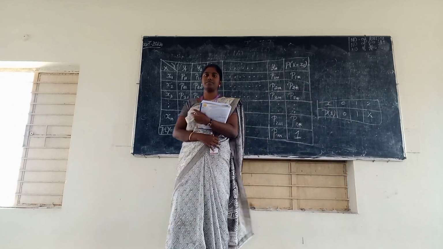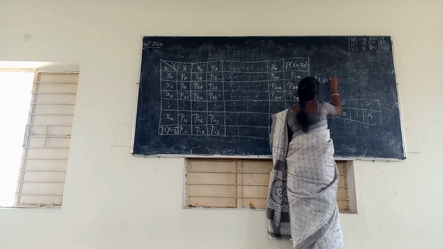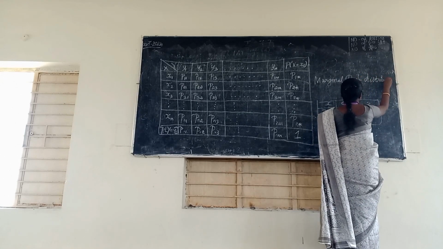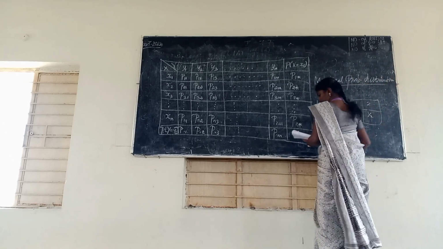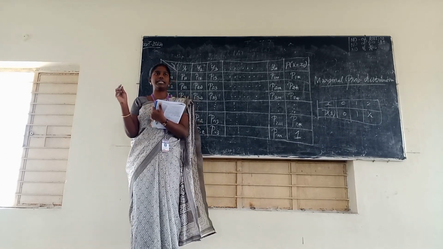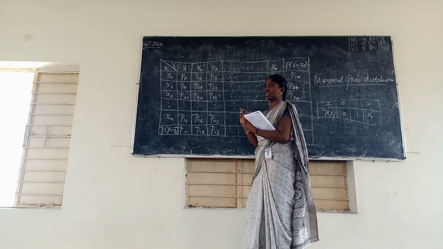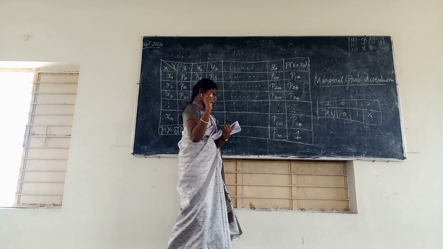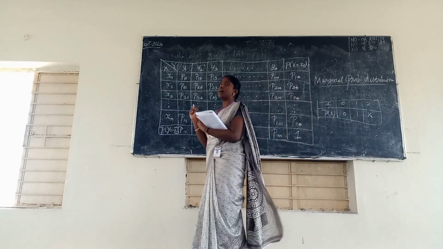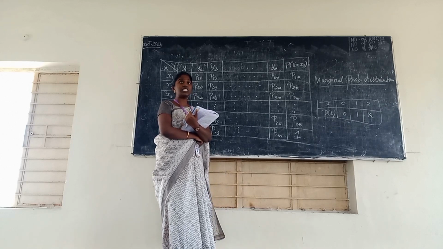Write down the next definition after this table. Marginal probability distribution. The individual probability distribution of a random variable is referred to as its marginal probability distribution.